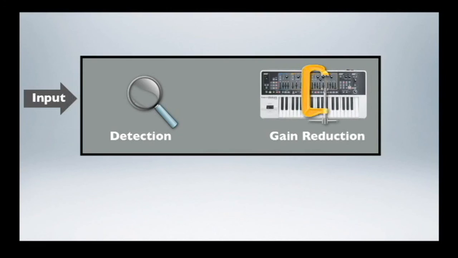But what about a different scenario? Instead of the detection circuit on the left-hand side looking at the input, how about it looked at a sidechain input? In other words, a completely independent input. And based on the level of that sidechain, it would then act on that synth pad. This is called sidechain compression. Let's see it in action.